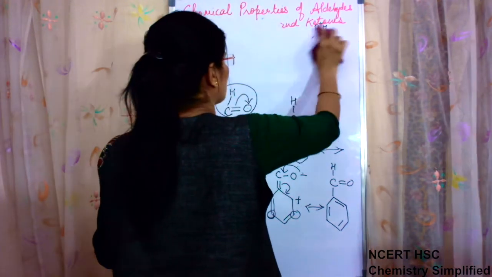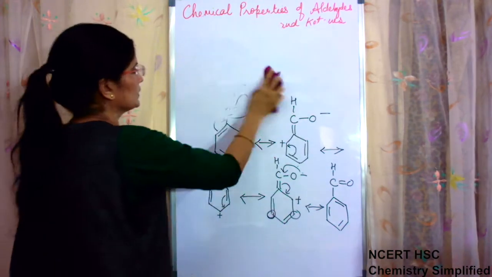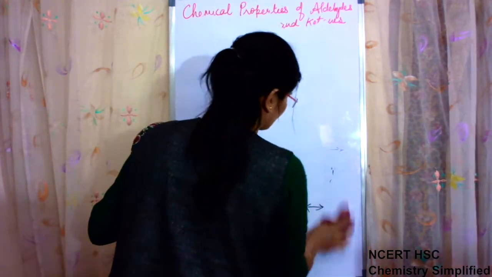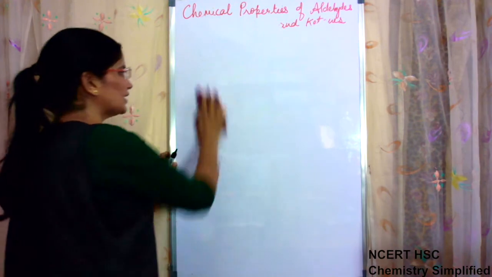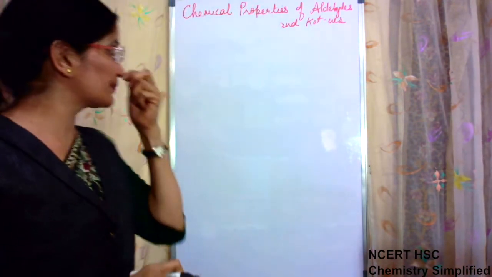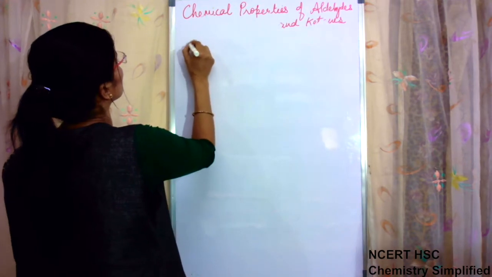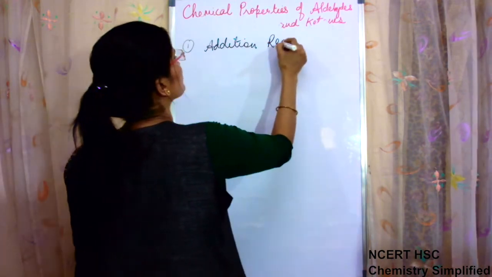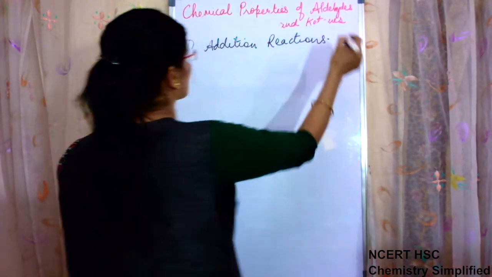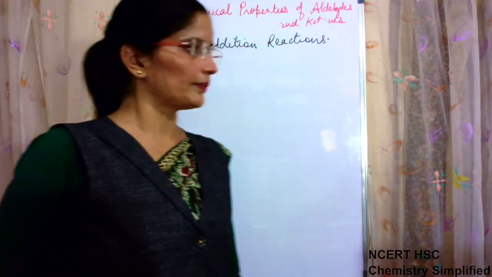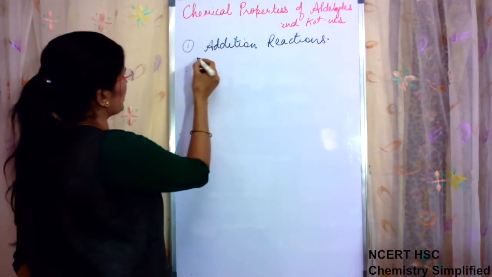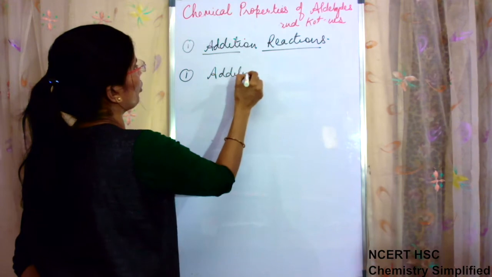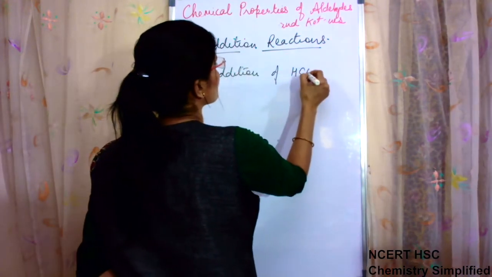So after understanding all this, now we come to the reactions which will take place for acetaldehyde or simple aldehydes, aliphatic aldehydes and ketones. The type of reactions are addition reactions. Okay, addition reactions we are studying. So the first reaction among addition reactions is the addition of HCN.